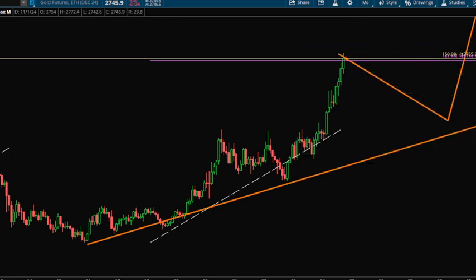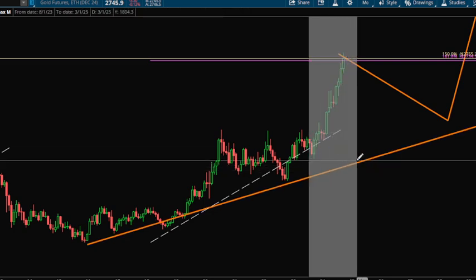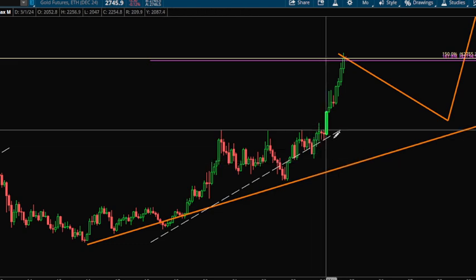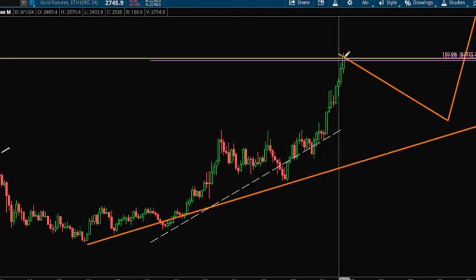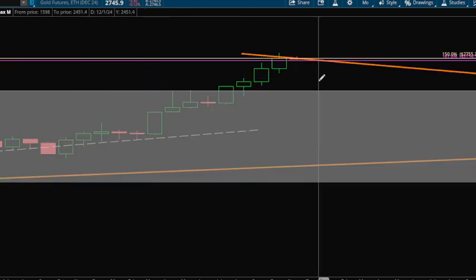Write that down, push that to the side. We're going to keep moving on. Now we need to focus on this move, okay? And right away you can see 1, 2, 3, 4, 5. Okay, so let's zoom in here.